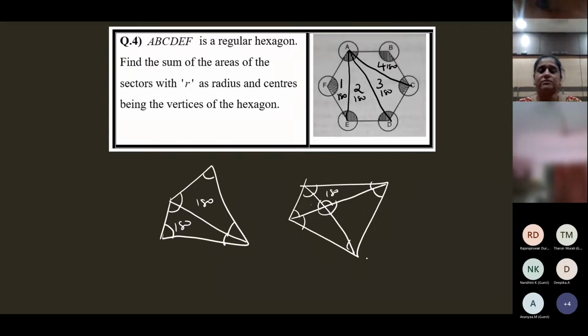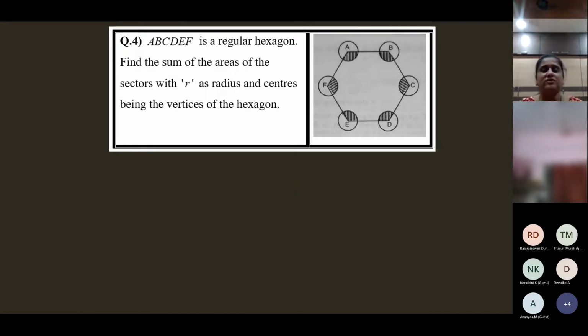Yes, ma'am. So you can see here 4 triangles. So 180 into 4, 720. That's what you get using the formula also. So that's what you should first find: the sum of all the angles of a hexagon is 720 degrees. Now, the question is to find the sum of the areas of the sectors with r as radius and centers being the vertices of the hexagon.